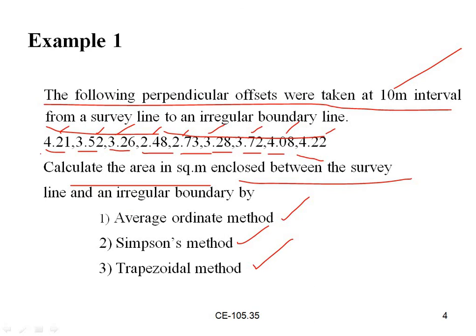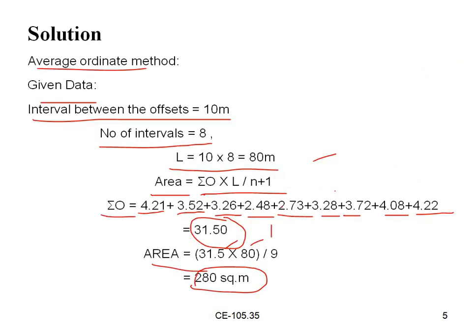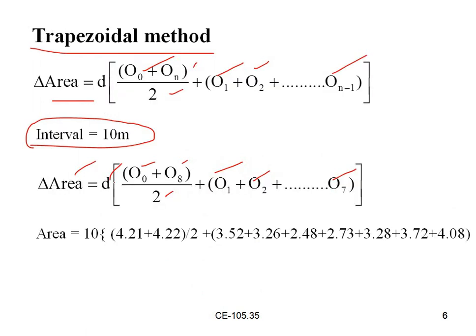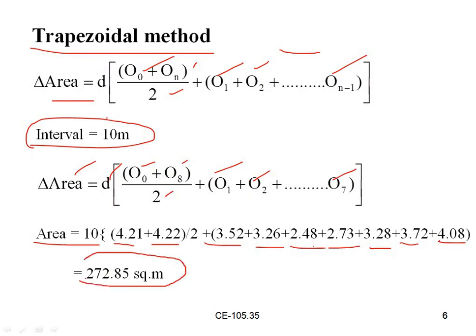So in the trapezoidal method, the first ordinate will be 4.21 and the next will be 4.22. So here you can see, area is equal to 10 into 4.21 plus 4.22 by 2 plus 3.52 plus 3.26 plus 2.48 plus 2.78 plus 3.28 plus 3.72 plus 4.08 is equal to 272.85 square meters. So this is the calculation of the trapezoidal method.